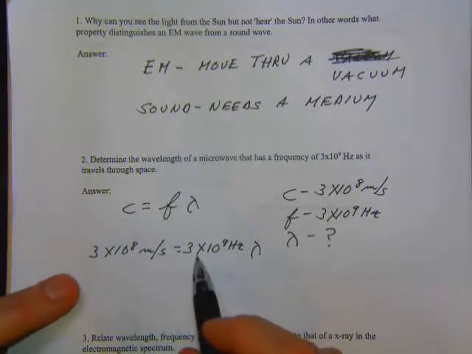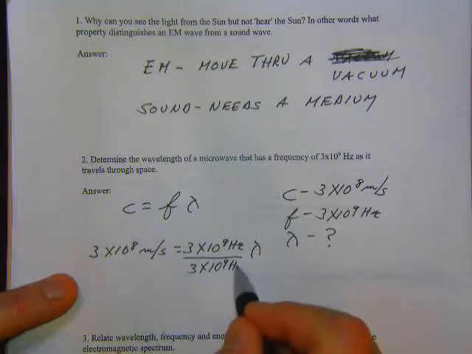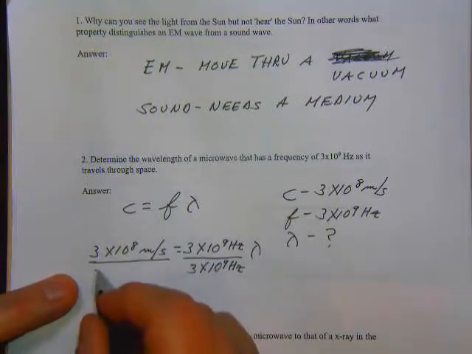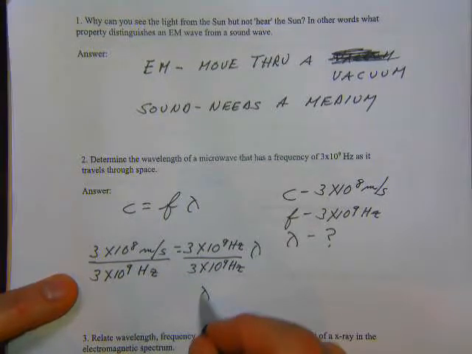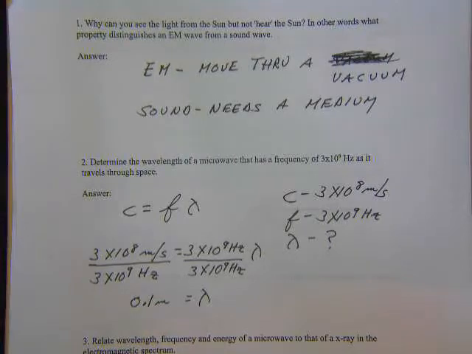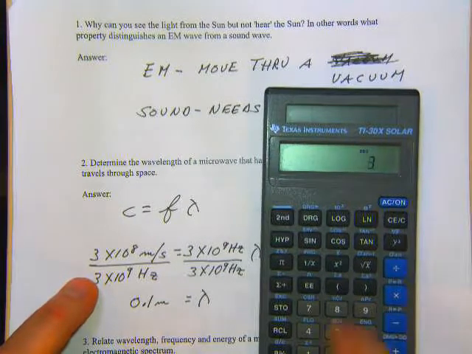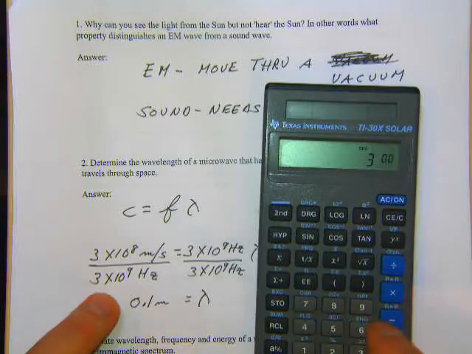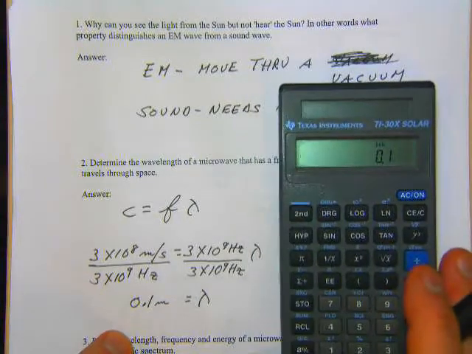So we're going to divide each side by 3 times 10 to the 9th hertz. And at this point, if you don't put the units in, that's fine, because wavelength is in meters. As you do the math on that, that's going to be 0.1 meters. If I did that on my calculator, 3e to the 8th divided by 3e to the 9th equals 0.1. And that's as simple as that.